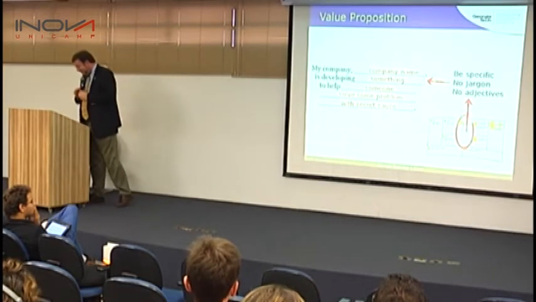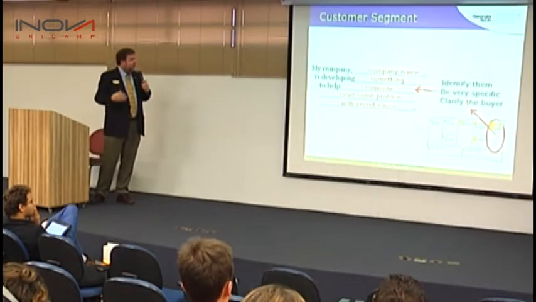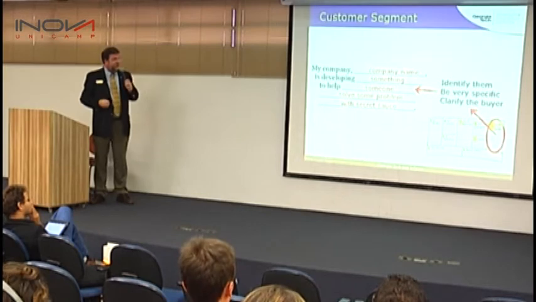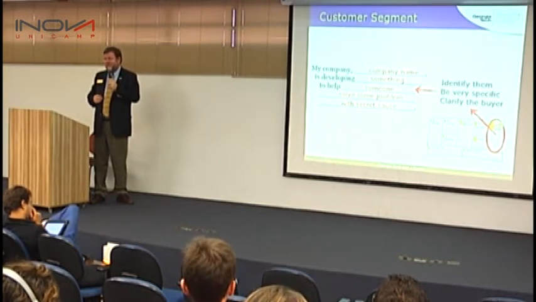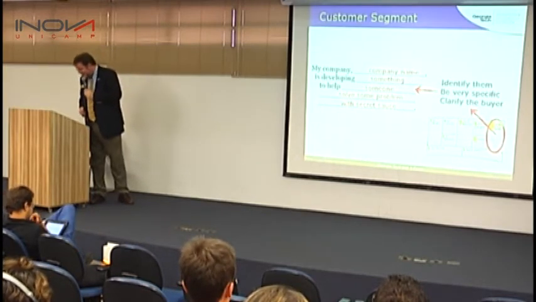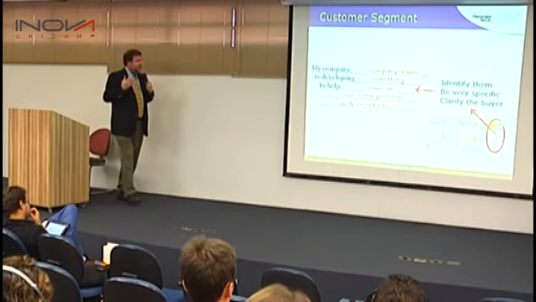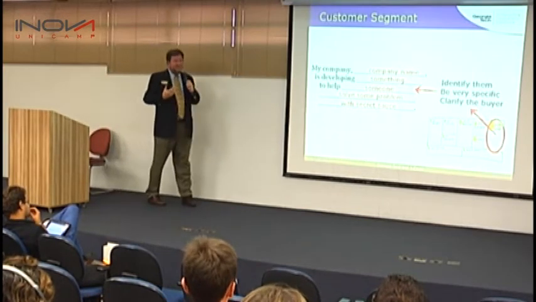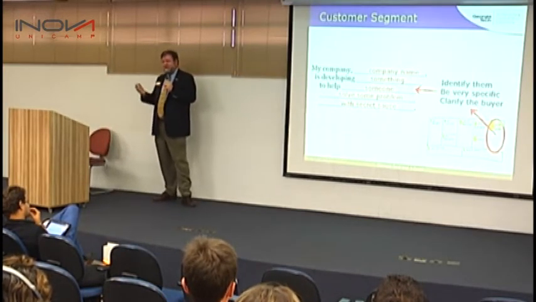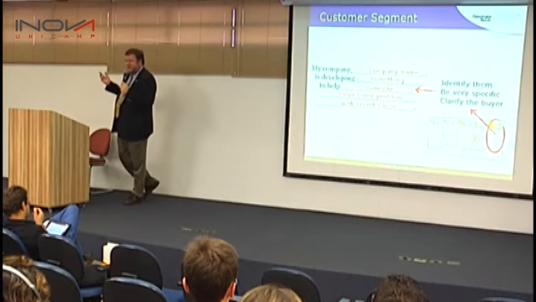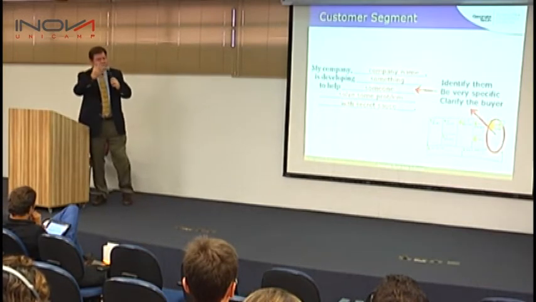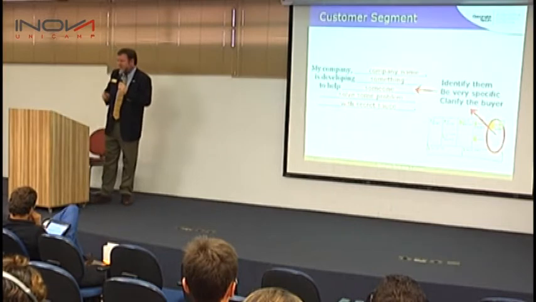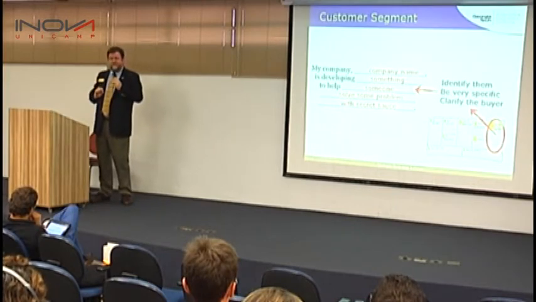Another reason to do the canvas. Who are we developing it for? The customer segment? Off the canvas. Second box. Identify them. Tell them who they are. Be very specific. Make sure that there's somebody who can actually buy it. And again, not that I'm going to sell it to Volkswagen. I'm going to sell it to the parts buyer who buys fabric for seats at Volkswagen, or something like that. But be very, very specific.